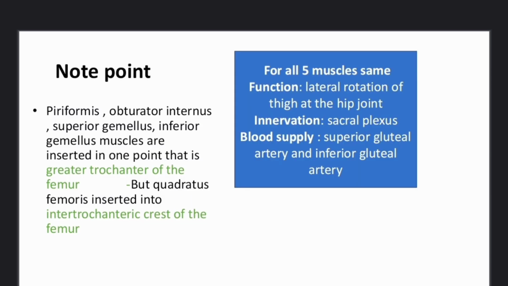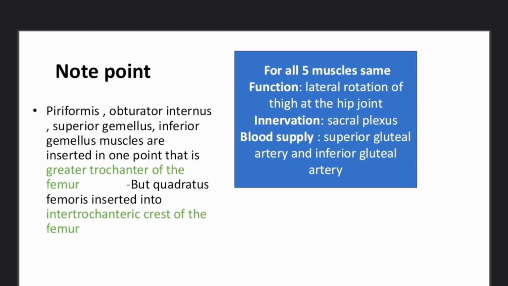Now let us move on to the most important part of my video, the note points. These points will help you remember the deep gluteal muscles more easily, okay? So the first one is the insertion point. Piriformis, obturator internus, superior gemellus, inferior gemellus muscles. These all are inserted at one point, that is the greater trochanter of the femur. But quadratus femoris is the exception, that is only inserted into the intertrochanteric crest of the femur.